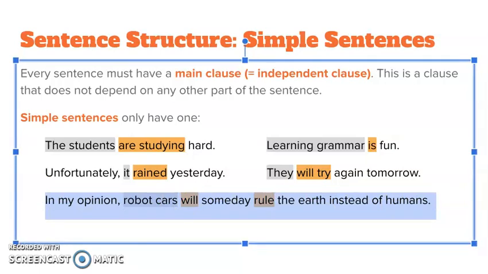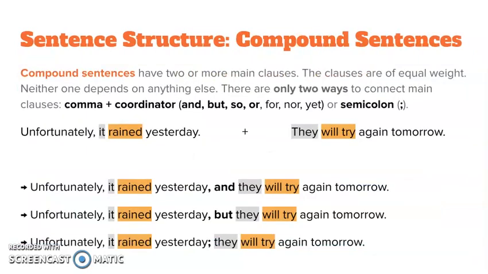Like here we have will rule is the verb and the subject is robot cars, and that's one sentence. Just keep in mind, every single sentence has to have a main clause in it. Normally. Okay. Now, what happens if you want to put together two main clauses? Well, that's the compound sentence. So a compound sentence is just two or more main clauses. When you're putting together two main clauses, they are totally equal. They are both main. They do not depend on anything else. You're just taking basically what you had with two simple sentences and you're putting them together.